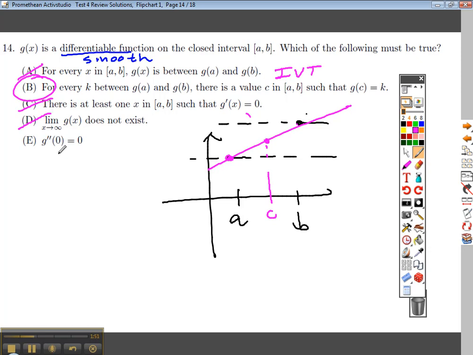And g double prime is equal to 0, saying there has to be a possible point of inflection. And again, if you look at my graph, there's not a possible point of inflection, and especially at 0, since I don't know where a and b are, so that's not a choice.